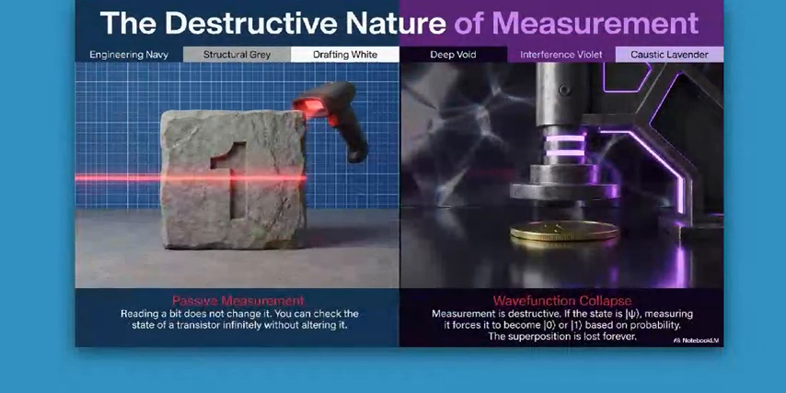Yes. But here is where it gets really tricky. And this is the transition to the concept of measurement. Yes, slide 7. This is the part that always melts my brain. In the classical world, with the bit, measurement is completely passive. Right. I can look at that coin on the table 1,000 times. I can check the state of a transistor infinitely. Doesn't change anything. The coin stays heads.